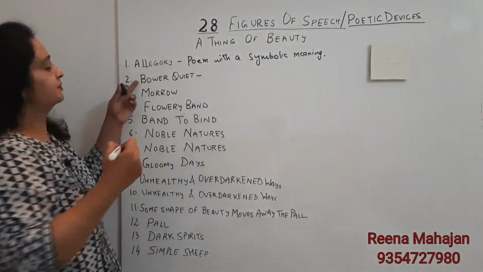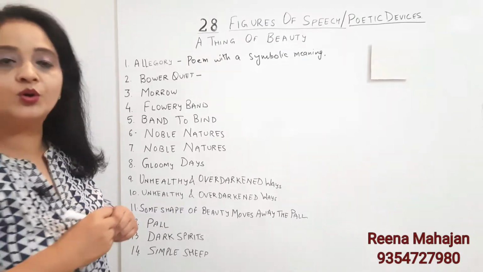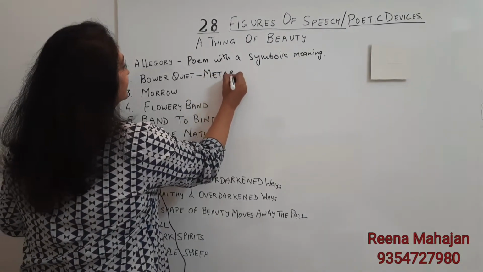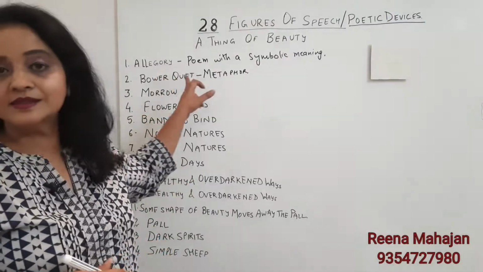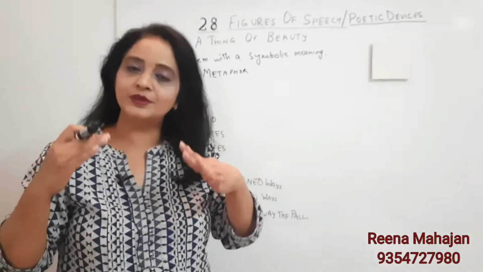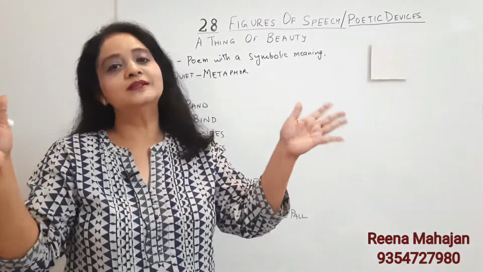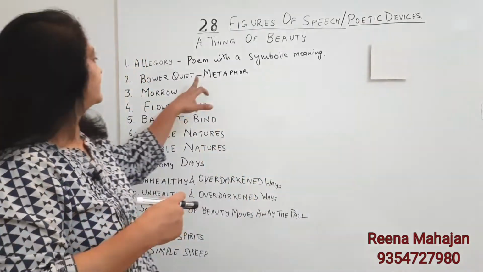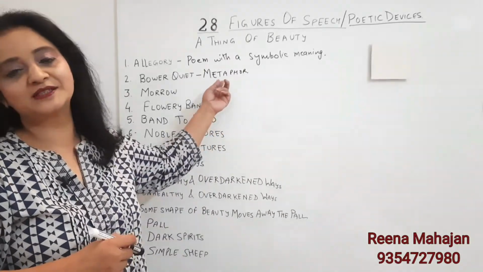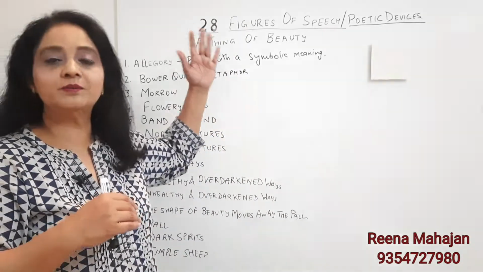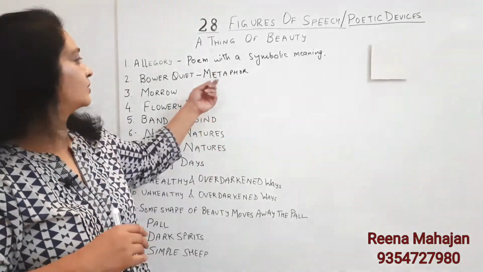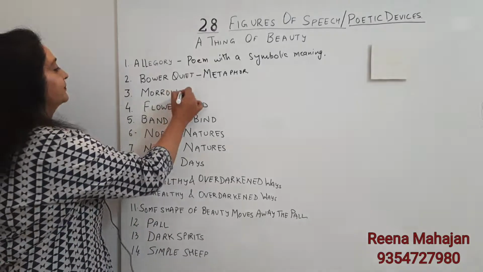The second figure of speech is bower quiet. Bower quiet is a metaphor. This is because the poet compares a bower quiet, that is a calm, composed place surrounded with so many trees, with a thing of beauty. And that is why it is a metaphor. Two things which are compared without like and as is called a metaphor, right?